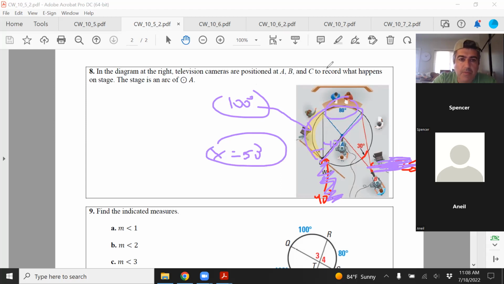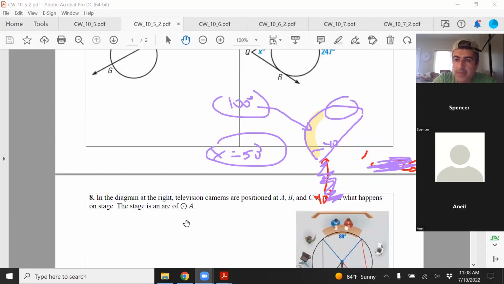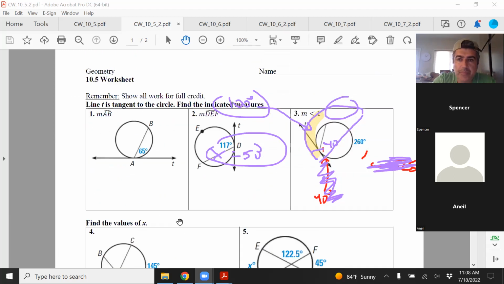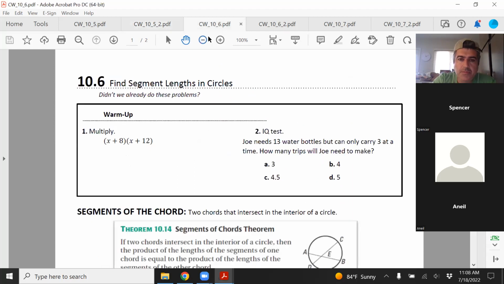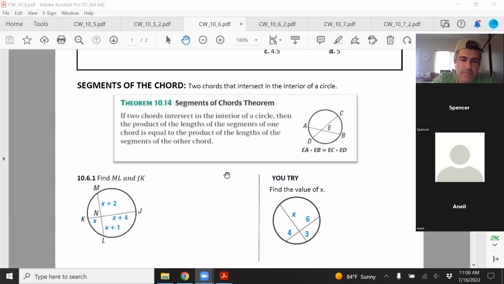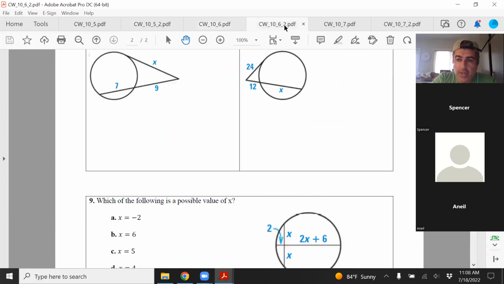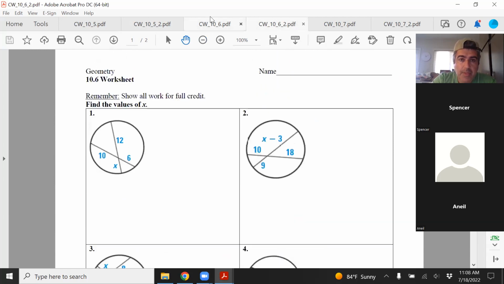Okay, so let's move on to 10.6 where we do a lunch break. Any questions on this? Okay. All right, find segment lengths in circles. So it's kind of similar to what we just did, but now segments, not with angles or arcs necessarily. And then we'll do a worksheet on this. Again, we'll do the evens. Okay.